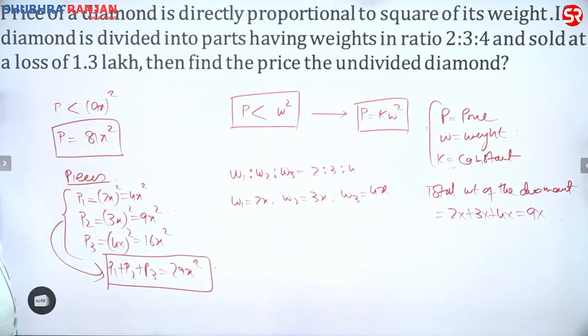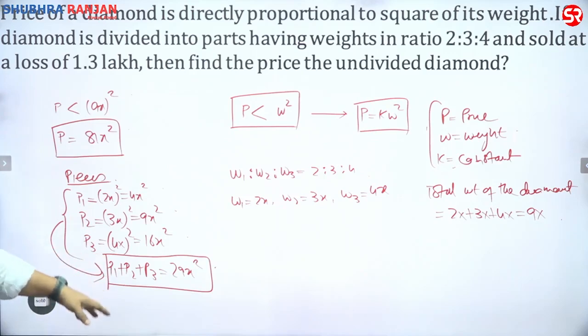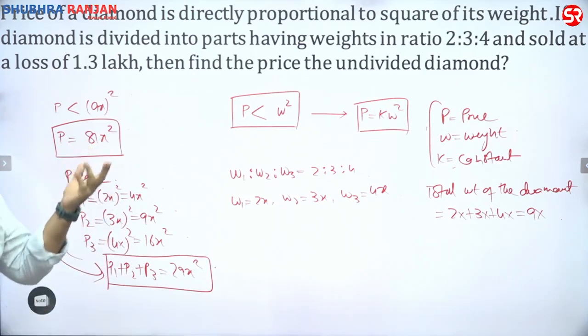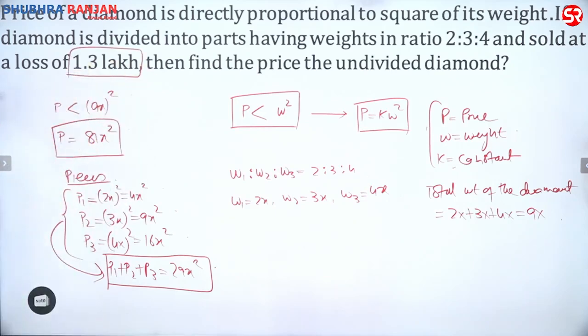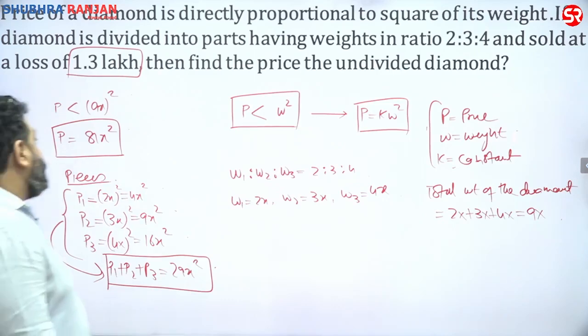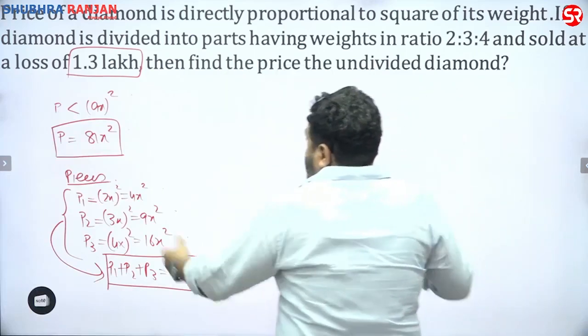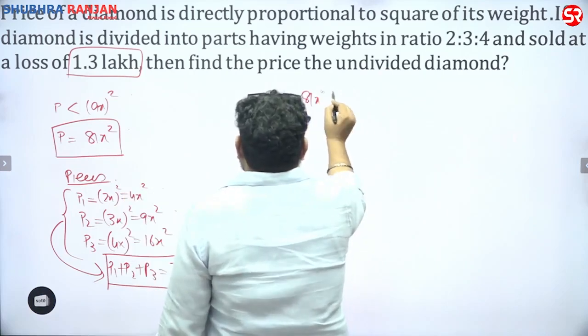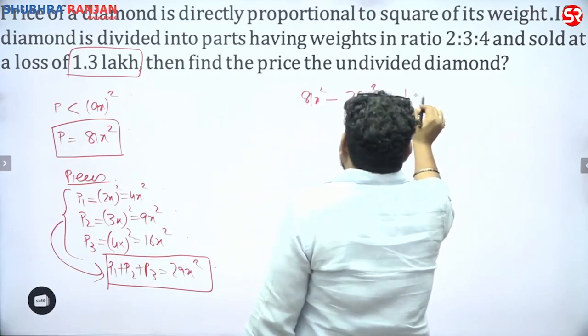अब देखो खुद, solid diamond का price था 81x square, but if it is broken into 3 pieces, because of this phenomena of price is directly proportional to weight ka whole square, the price turns out to be 29x square. Now what is he saying? And sold at a loss of 1.3 lakhs, then find the price of undivided diamond. So दोनों में loss क्या हुआ? What is loss? Original price minus selling price. So original price is 81x square minus the price of the pieces 29x square, comes out to be 1.3 lakh.